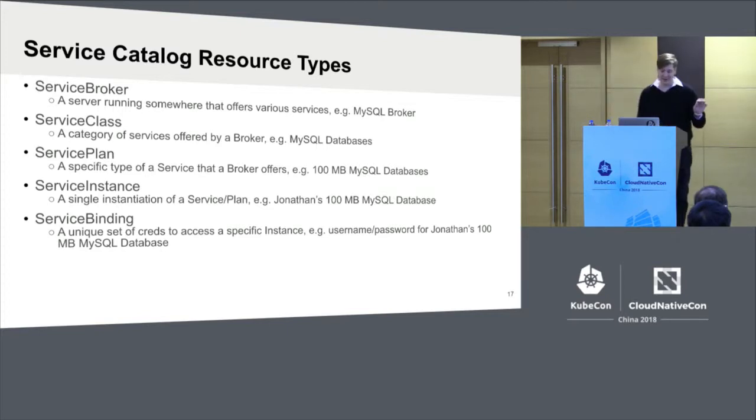When you create an instance, it's a specific permutation of a class and plan. So of MySQL databases and of 100 megabyte MySQL databases, create me one of those. Create me Jonathan's 100 megabyte MySQL database. And then that instance can have one or more bindings created for it, each of which represents a single set of credentials to access it. Once I have my database provisioned through Service Catalog, I can create a binding that will give me a set of credentials in the form of a Kubernetes secret, which I can then plug into my running application to access that database.